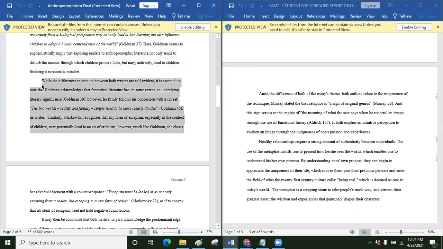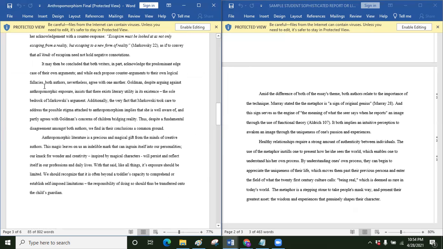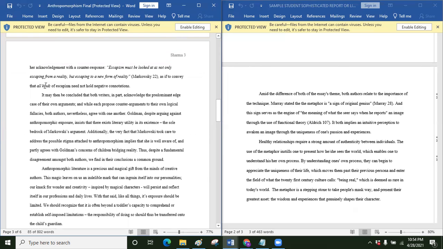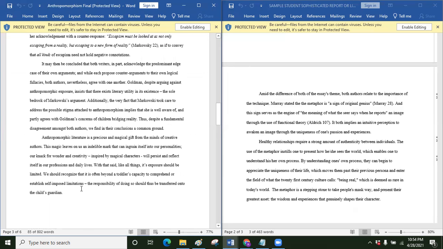And then you acknowledge that both agreed and disagreed to some extent regarding certain matters. And after doing so, you can keep writing about their agreements and disagreements, and then you just provide your own opinion.